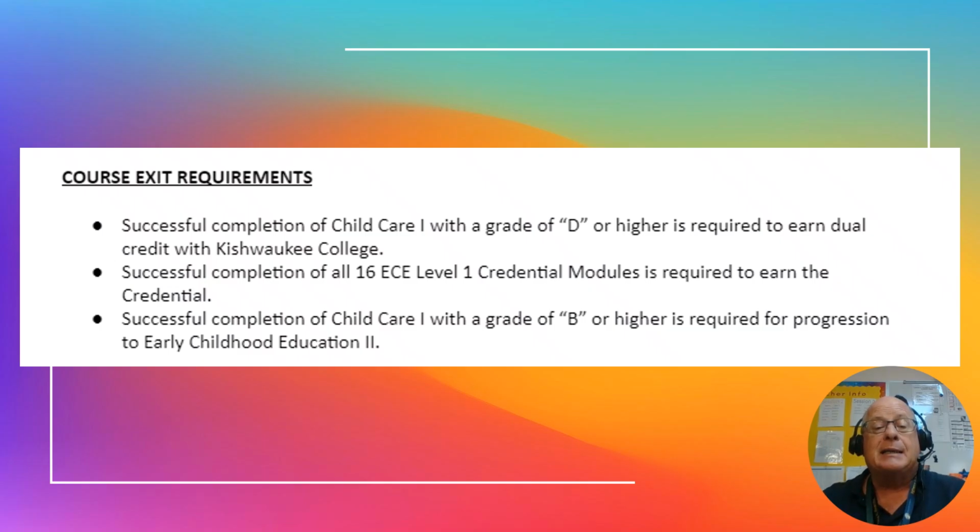Another course requirement: successful completion of all 16 modules is required to earn the credential. Typically, about 90% of my students earn the credential by finishing all 16 modules. There's a handful every year that don't quite get all the work done and don't earn the credential. And then lastly, as I was mentioning before, successful completion of Child Care 1 with a grade of B or higher is required to go into our next course.